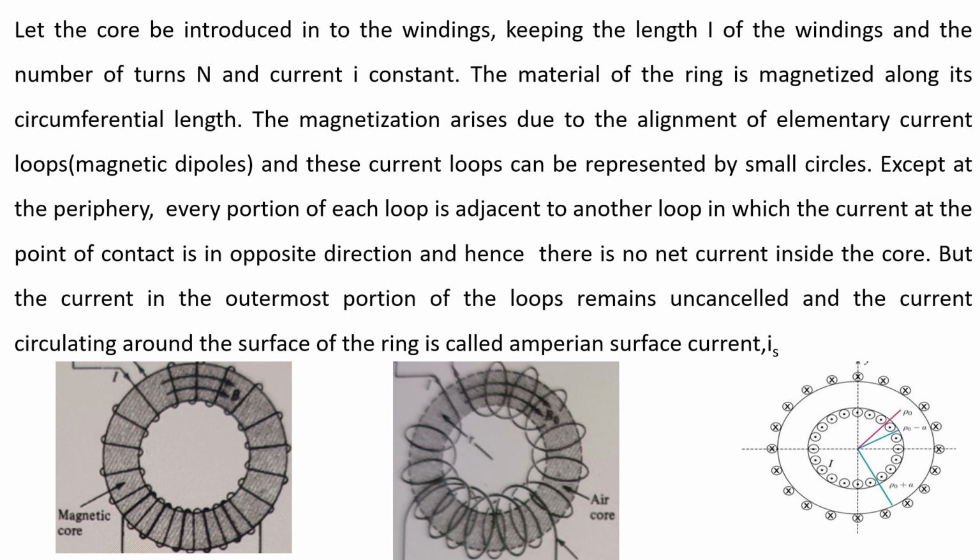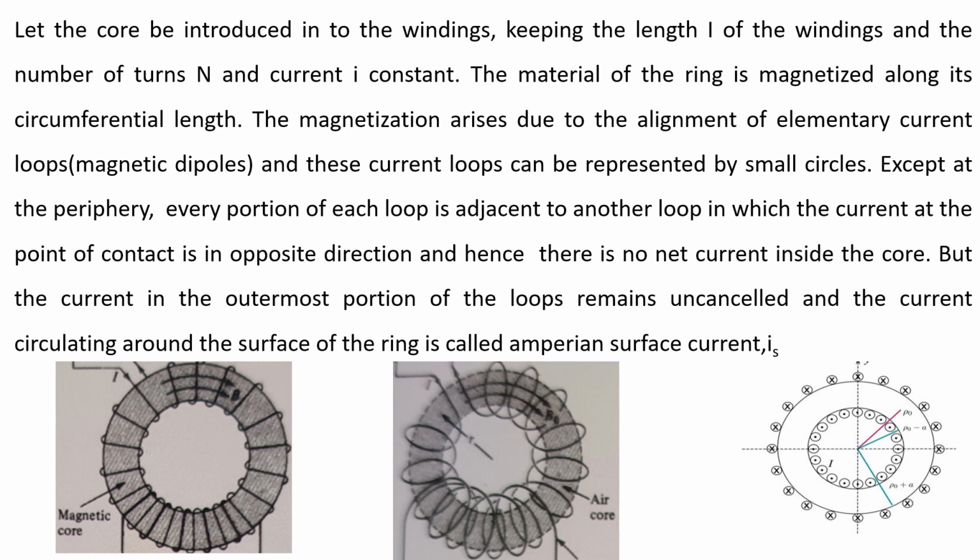and these current loops can be represented by small circles. In the third picture, where a small section of this toroid is given, we can see small circles with a dot and a cross. The dot means the current which is flowing into the material, and the cross means the current which flows out of it. That is, in a toroid, when a current passes through the coil, it goes into the toroid, then it comes out at the same time, as in the figure.